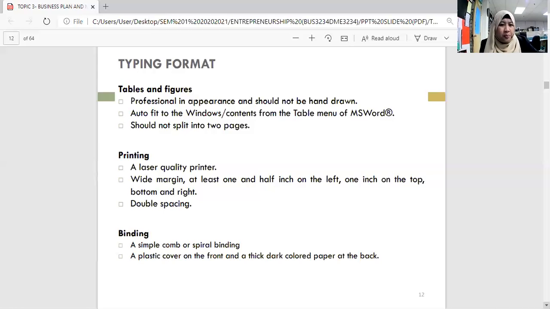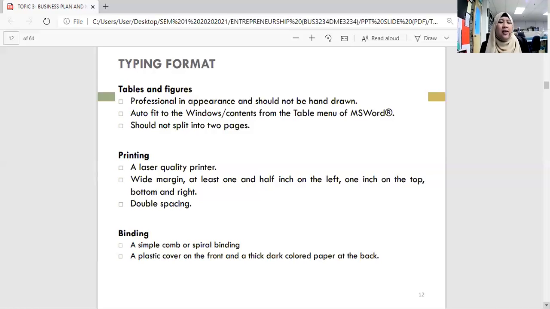Okay, and then printing, it is recommended a laser quality printer, white margin, at least 1.5 inch on the left, 1 inch on the top, bottom and right. So this is what we call specifically the format that you have to follow, and it should be double spacing. Okay, when we say double spacing here, your content is not so packed, maybe, right.